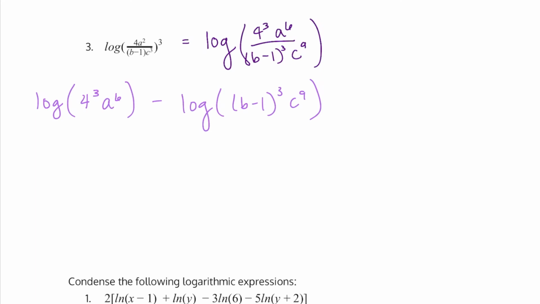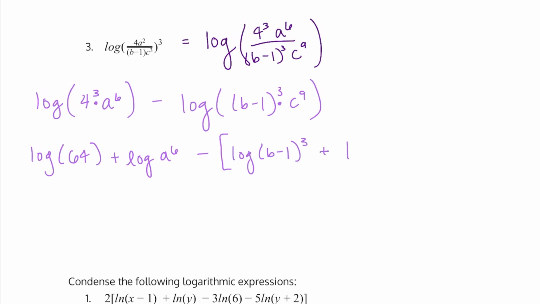That's my quotient rule. My product rule says any multiplication inside of a log can expand to addition. So here I've got multiplication in the log, and here I've got multiplication in the log. Okay, so I'll have then log of 64, right? I just did 4 cubed is 64. You could leave it as 4 cubed. Plus log of a to the 6th minus, and again, I need brackets here to show that the whole thing is in the denominator, log of b minus 1 cubed plus log of c to the 9th. Okay? Again, you can distribute that negative in. You could have left it as 4 cubed.